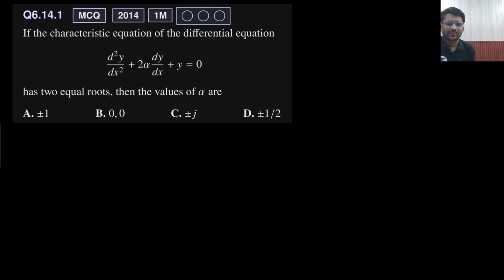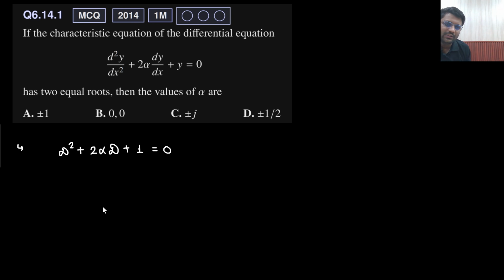Okay, let's go to the next question. Solve this question. This is a question of JE. Although it is asked in the GATE examination, this kind of question can be asked in JE as well. They are simply asking a question related to a quadratic equation. First of all, write down the characteristic equation. It will be D square plus 2 alpha D plus 1 equals to 0. If the characteristic equation has equal roots, then what is the value of alpha?